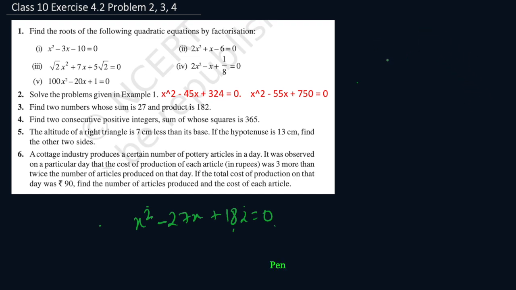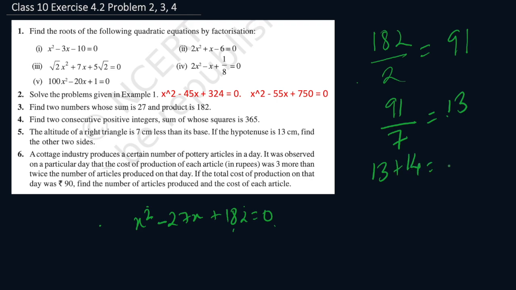For this you can see what the factors of 182 are. 182 when divided by 2 gives us 91. Now again we can divide 91 by 7. So we get 13. Now we see that 7 times 2 is 14 and this is 13. So 13 plus 14 is 27 and 13 times 14 is 182. So this is our perfect combination.